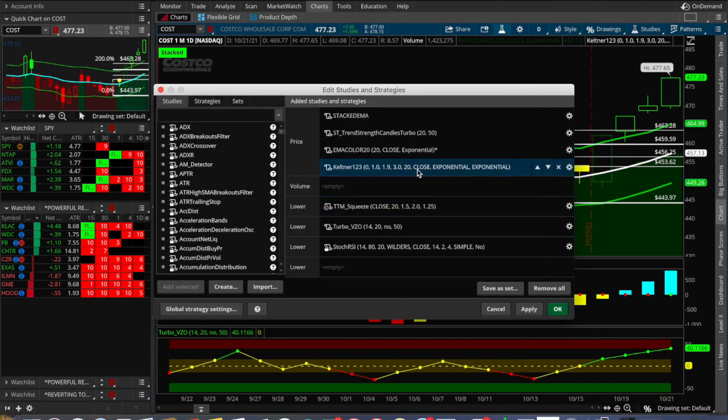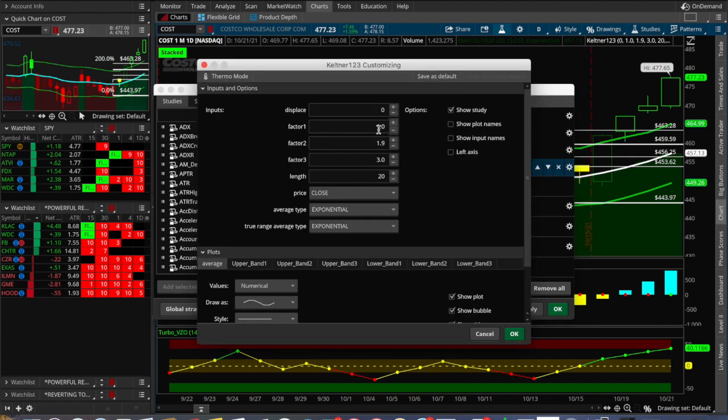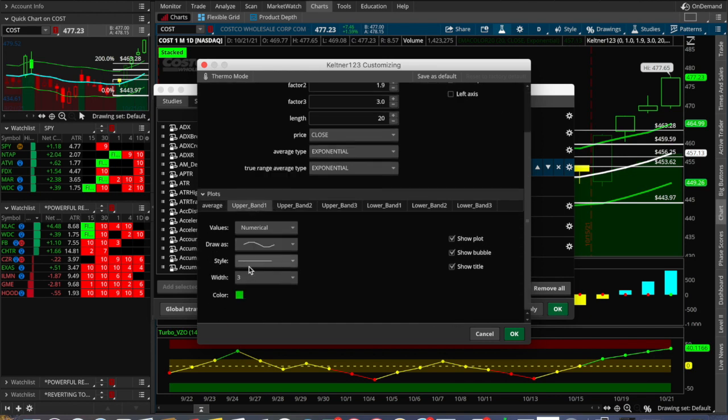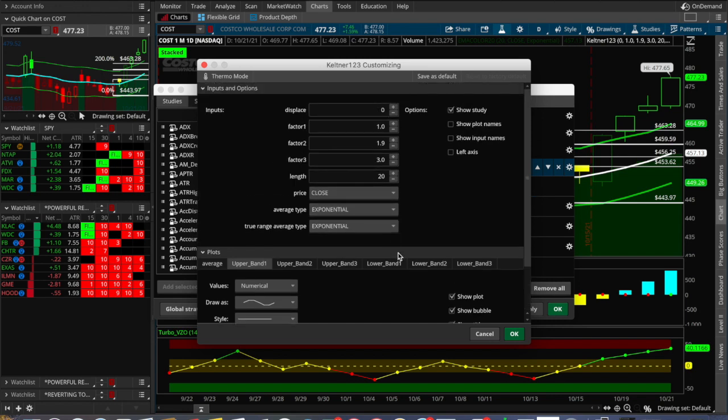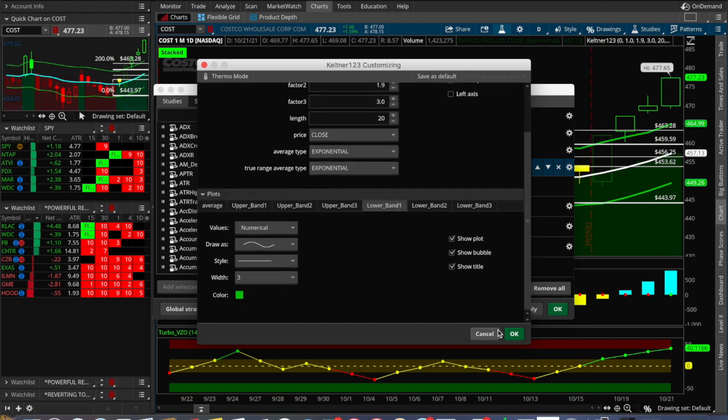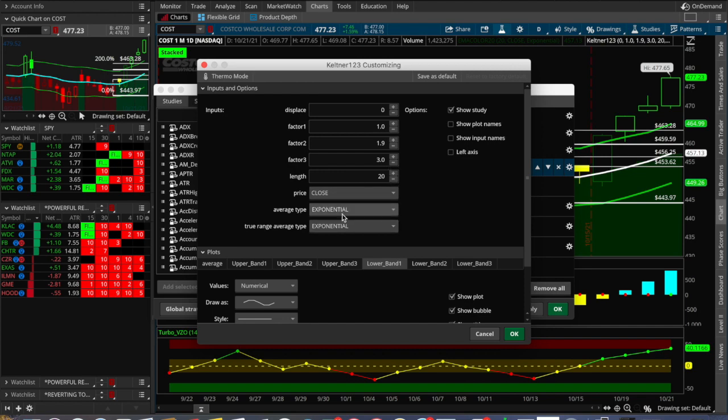And of course, these are my Keltner channels. I love the Keltner channels. The one that I use most of the time is the number one average true range. So here I use the number one. Basically the upper band is number 1 and the lower band is number 2. I changed that from simple to exponential, so on and so forth. So you can see the settings.